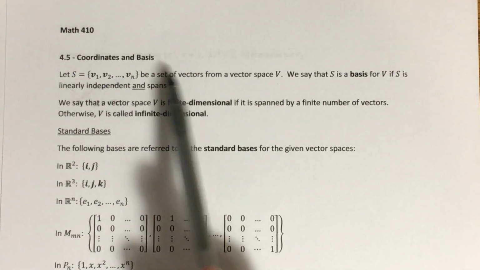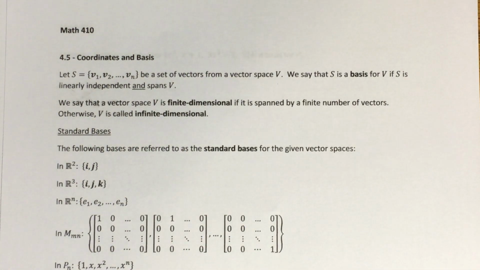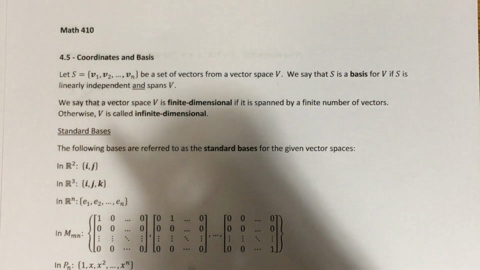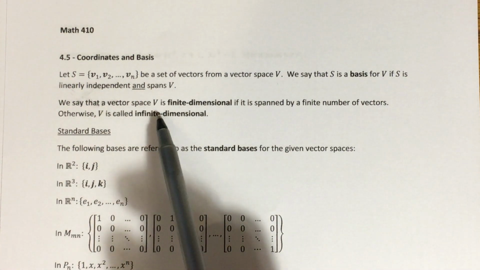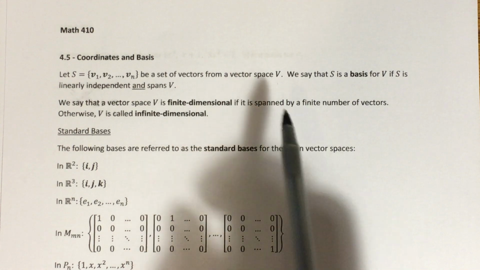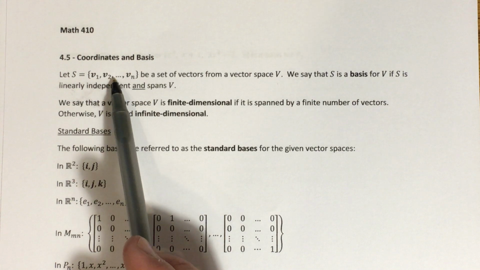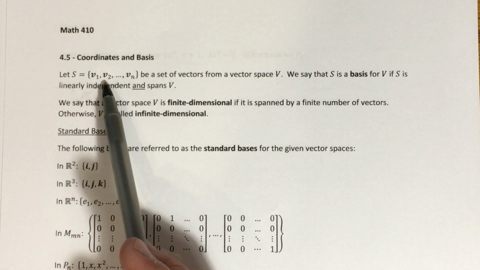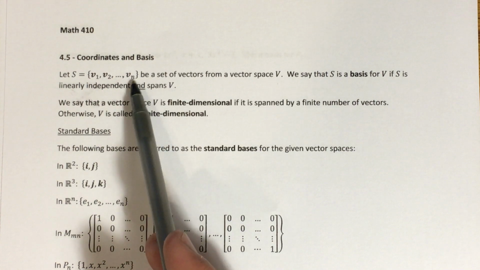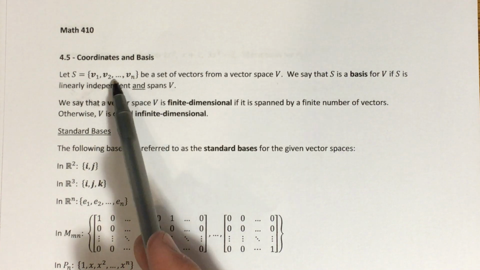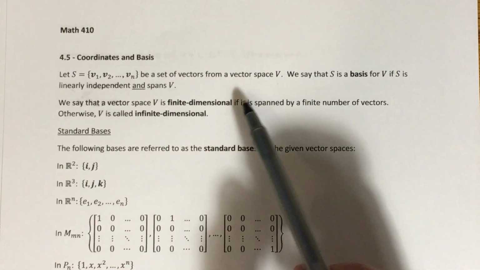So we're going to see how we use this as we move along, but a couple more terms to talk about here: finite dimensional and infinite dimensional. We say that a vector space V is finite dimensional if it's spanned by a finite number of vectors. Now up here, the set S is clearly finite because there's an end to it. It has a total of n vectors, some finite number n.